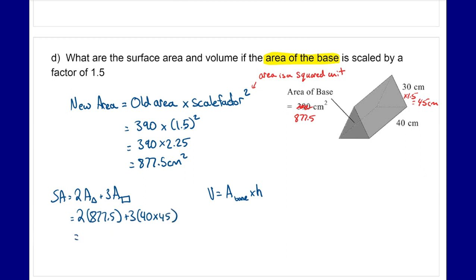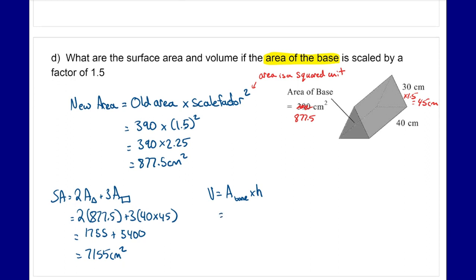2 times 877.5 is 1755, plus 5,400. In the end, we get 7,155 centimeters squared. And again, the reason we didn't square this factor is because it wasn't a squared unit. Length is one-dimensional, so we didn't have to square anything.